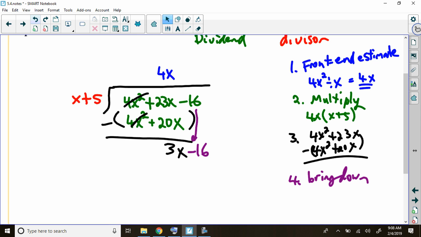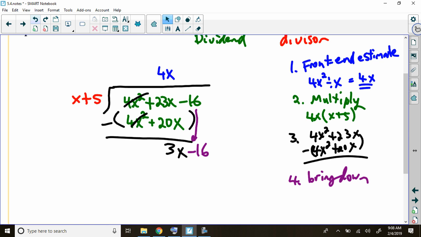Question. What do I have written? Number 3, I took 4x squared plus 23x minus 4x squared plus 20x. It's essentially subtraction. Good question. Yeah, step 3 is the subtraction phase.